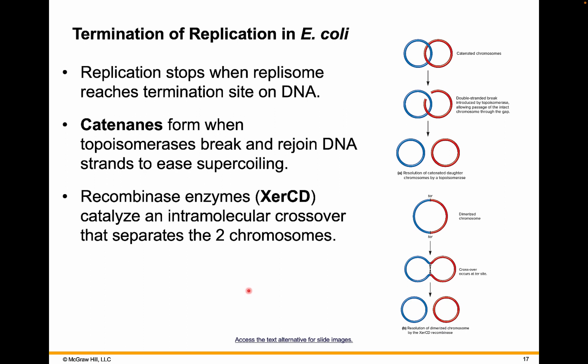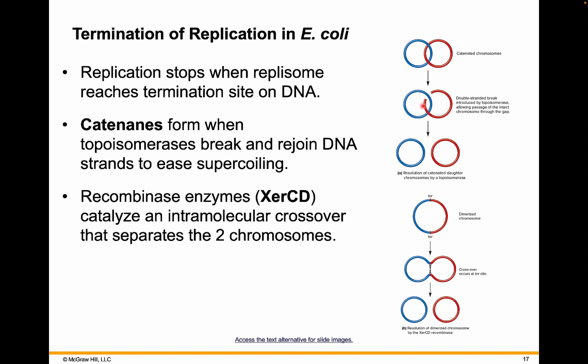And finally, what it shows is the termination of the replication. Replication stops when the replisome reaches the termination or the Ter site. And this forms what are called catenanes. These are double-stranded, catenated chromosomes, which are a ring within a ring. So these must be separated out.